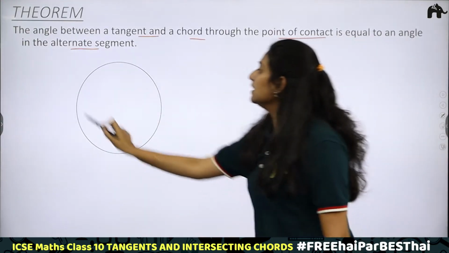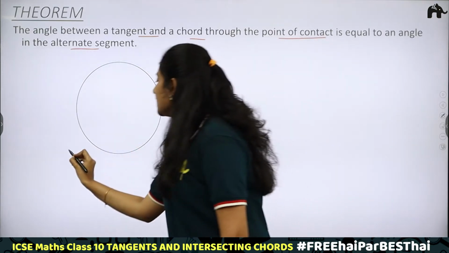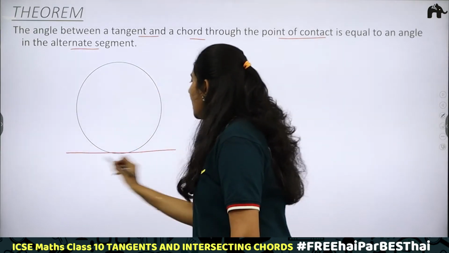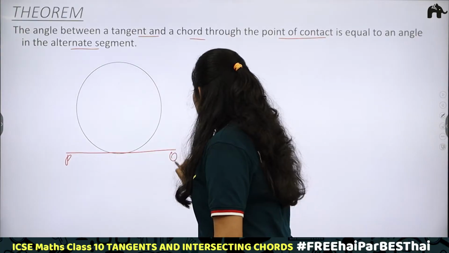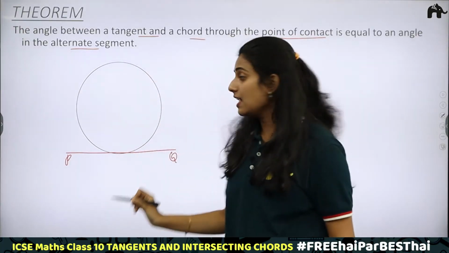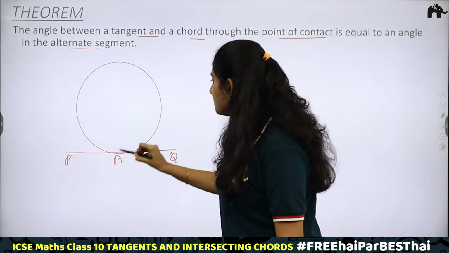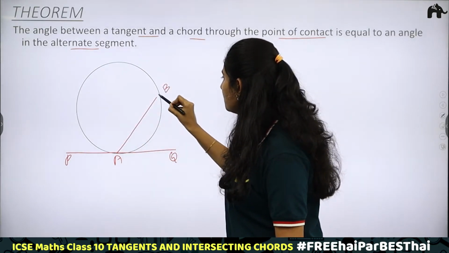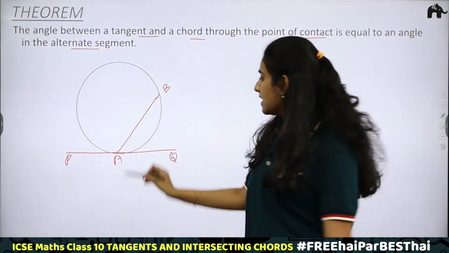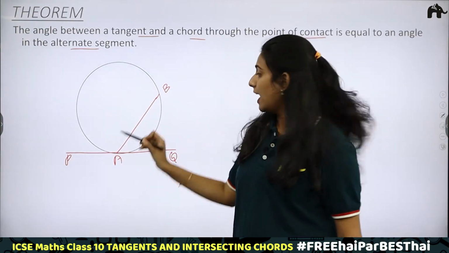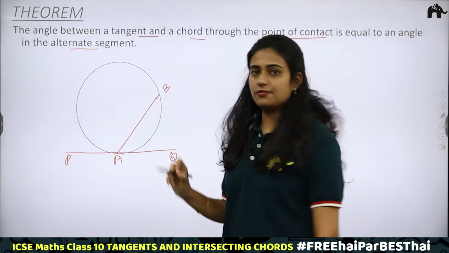Here, when you consider this circle, I am drawing a tangent for the circle. This is my tangent PQ. PQ touches the circle at point A. Now I am taking a chord. This is my required chord AB, starting from A till B. A and B lie on the circumference of the circle.